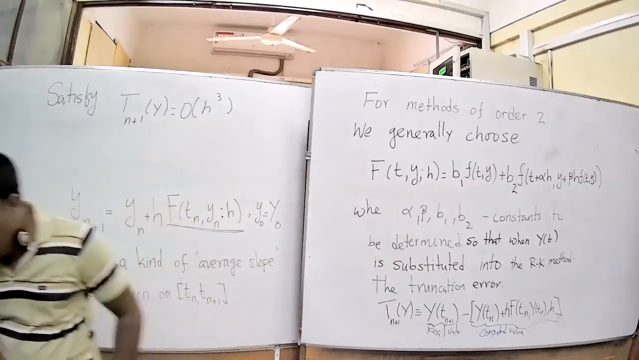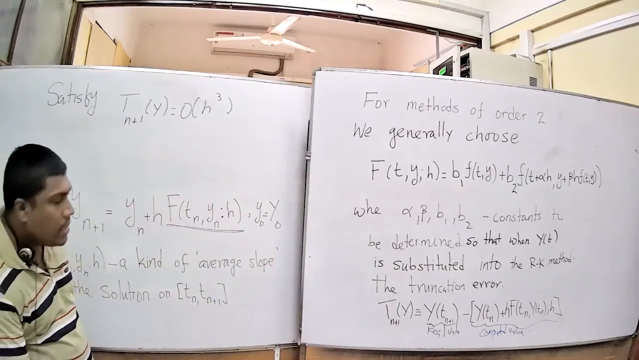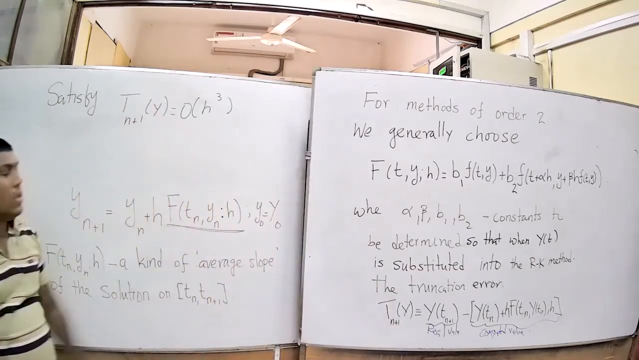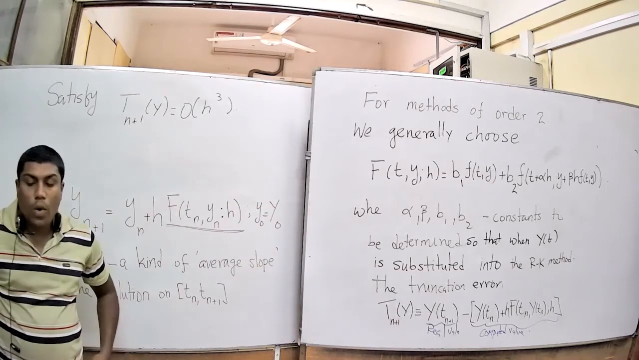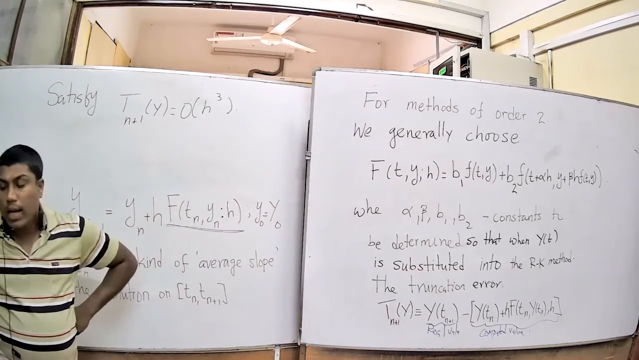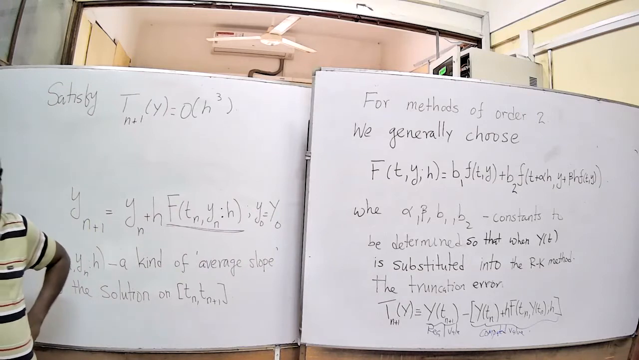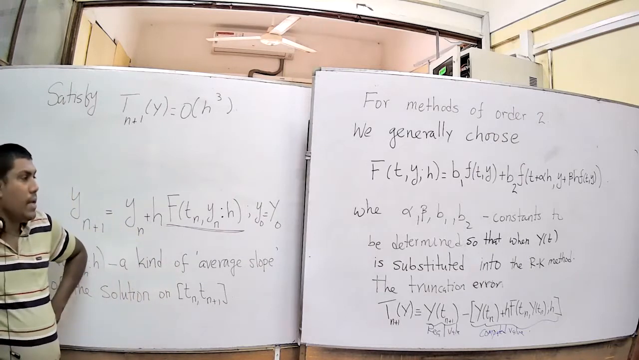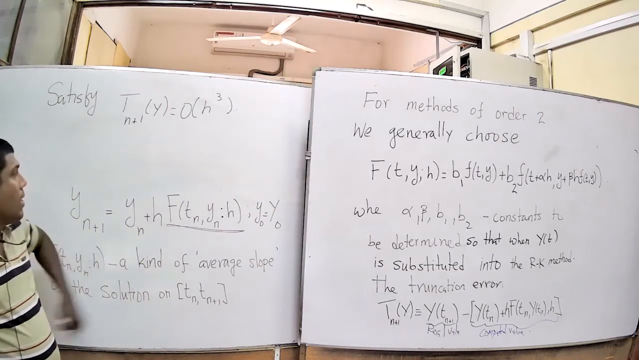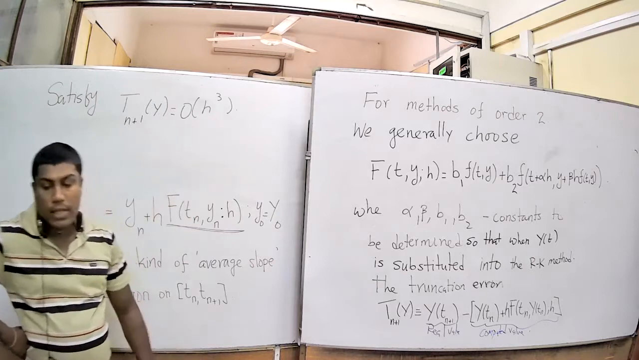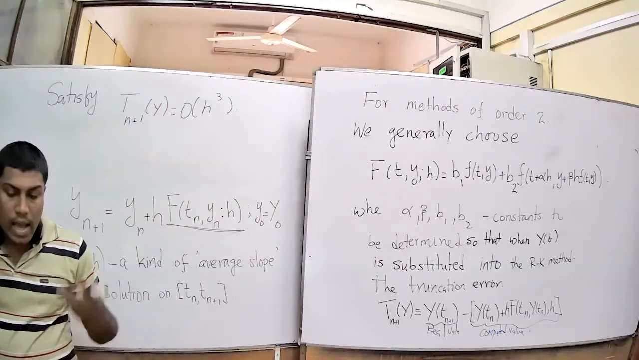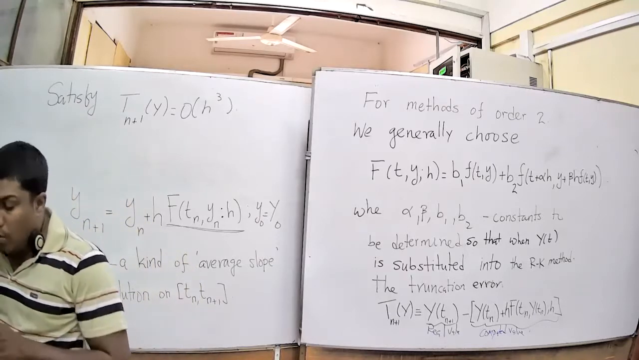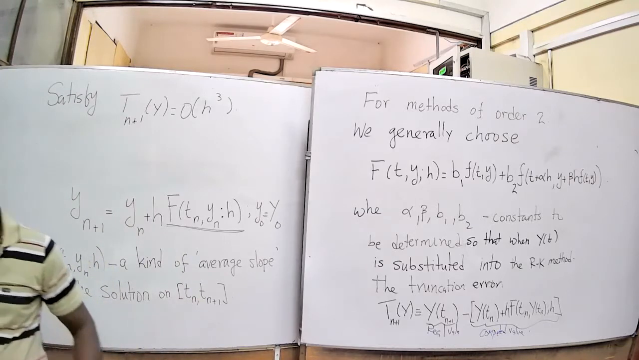So we determine the coefficients such that this truncation error is of order h cubed. So h to the power 3 should dominate the truncation error. So we have to compute alpha, beta, b1, b2 such that h to the power 3 dominates the truncation error. That is the idea behind the computation of these constants. So now we will see how we can try to do this.